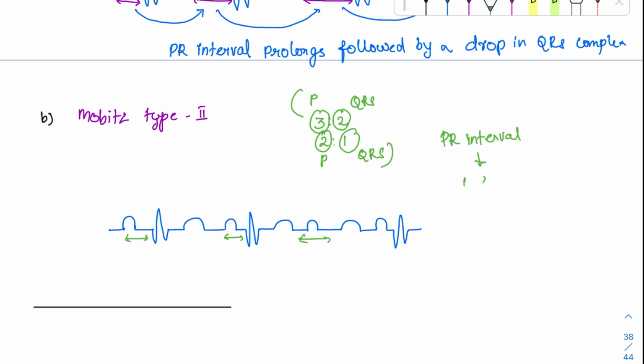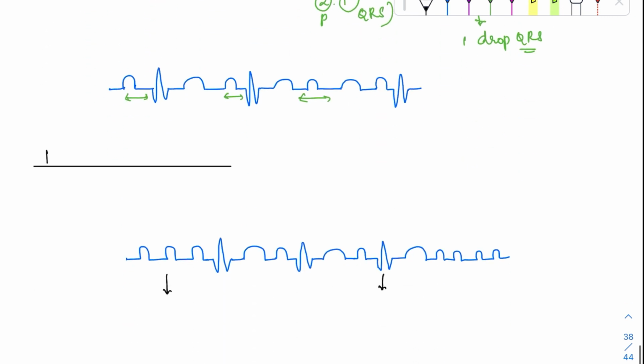Suddenly there is one drop in the QRS complex. This drop can happen at any time. But unlike the above, in type 1 the PR interval should keep on prolonging. The distance should increase, then the drop should happen. Now coming to the third type, that is the third degree heart block.